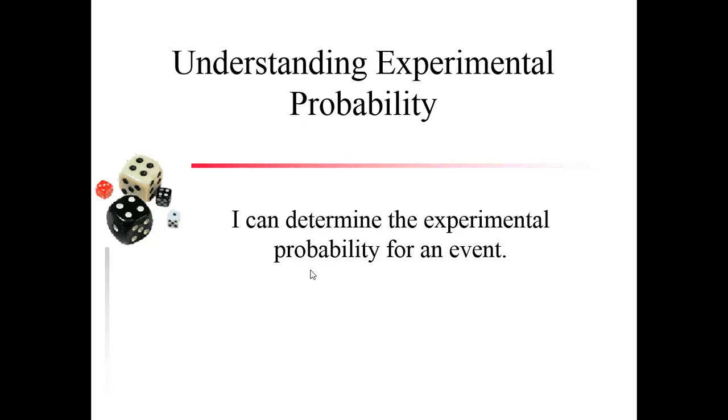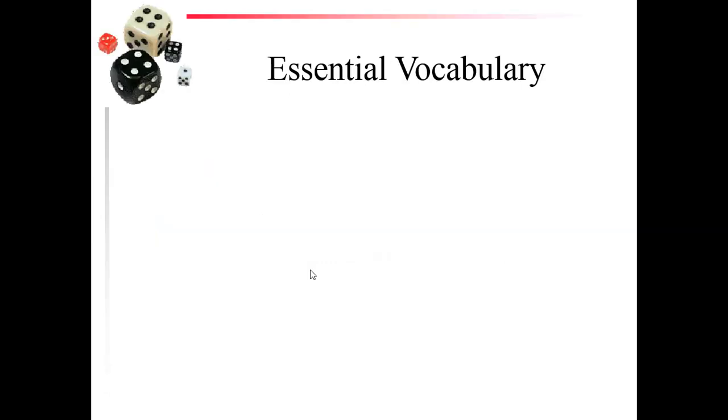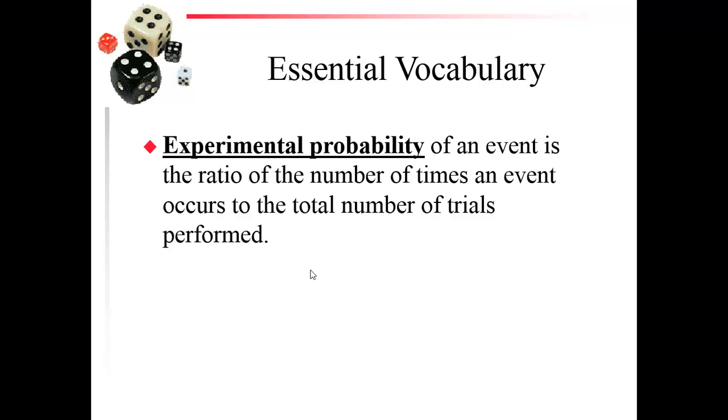Welcome to Understanding Experimental Probability. In this video, you will be able to determine experimental probability for an event. So your essential vocabulary for today is to understand that experimental probability of an event is the ratio of the number of times an event occurs to the total number of trials.